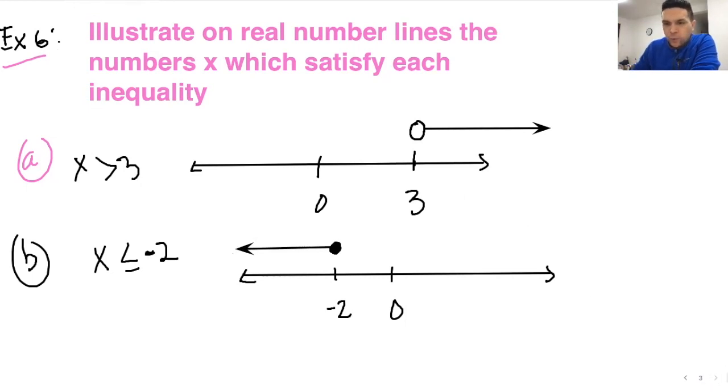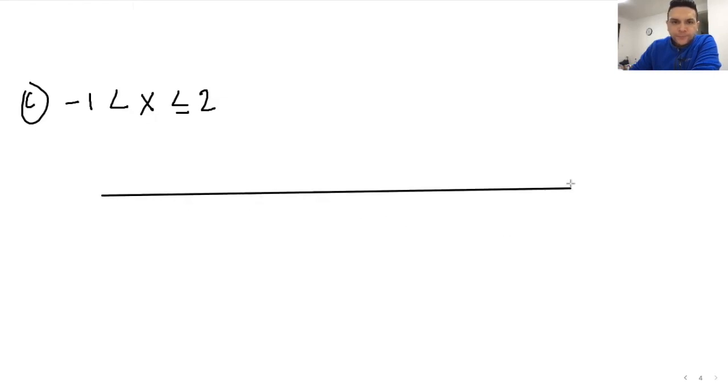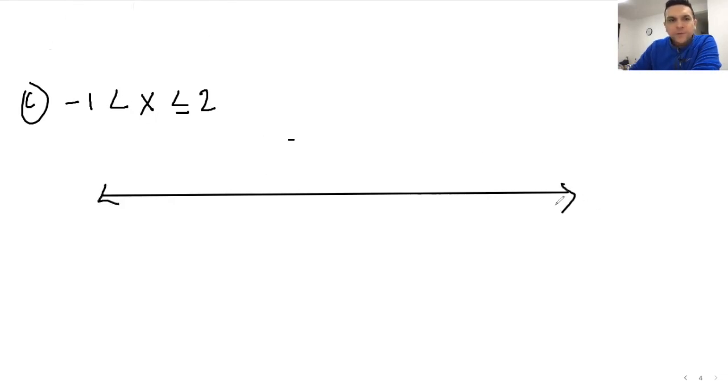Let me do one more. C. We have -1. x is greater than -1, but less than or equal to 2. So we do our line, and then our arrows. Oh, maybe I can use the same feature. Okay.